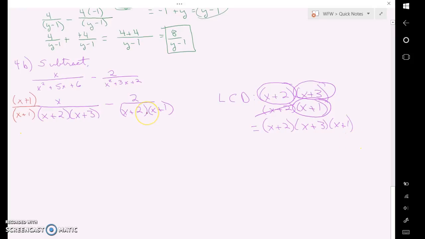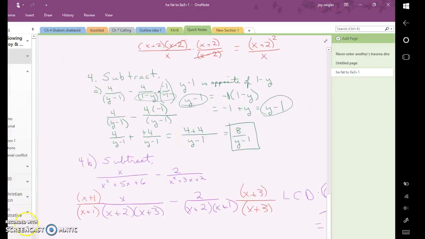So see, now in our first denominator we have the denominator we want to have. We need to do the same thing in the second fraction, and in the second fraction we have the x plus 2 and the x plus 1, but we're missing the x plus 3, so let's multiply numerator and denominator by x plus 3. Okay, and now we have identical denominators.